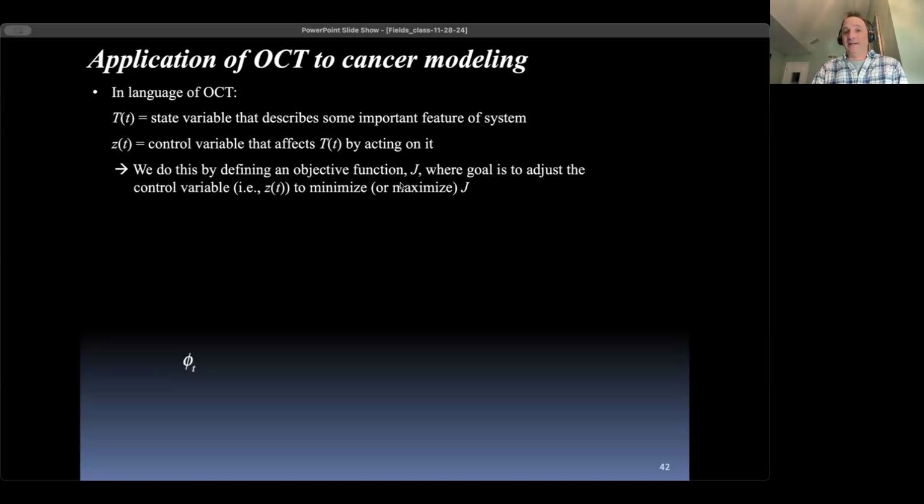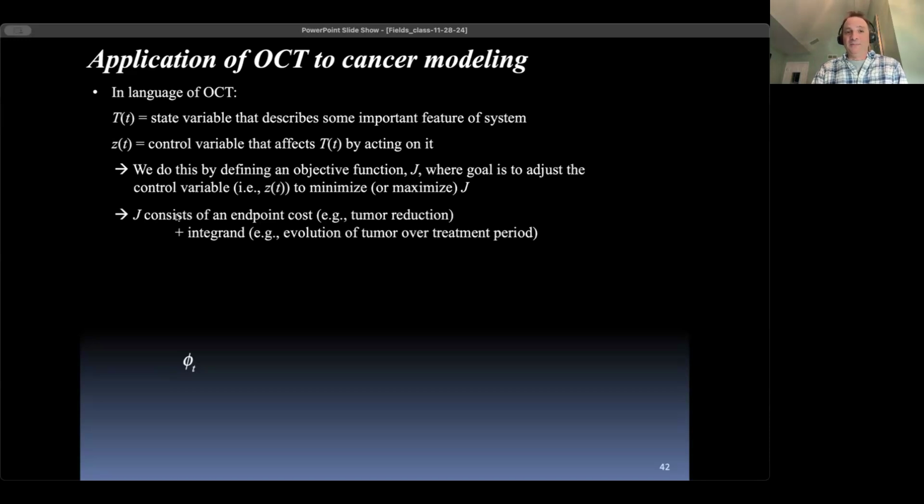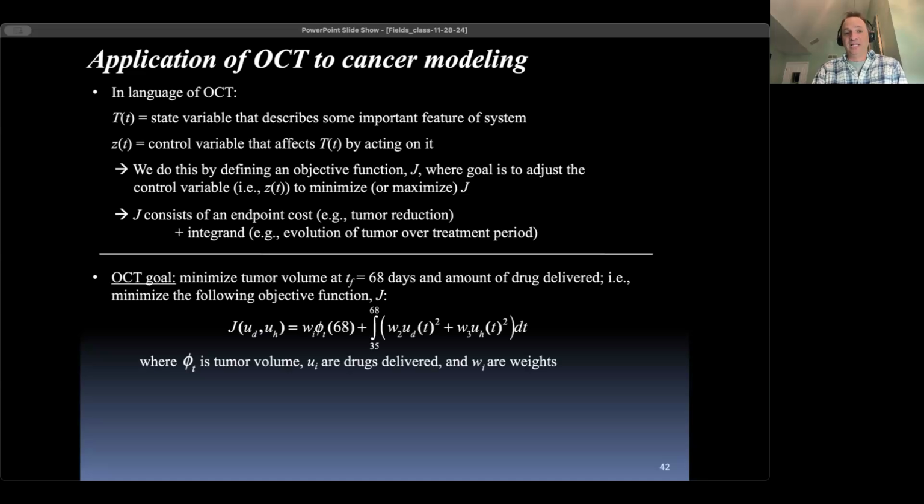So we do that by defining the objective function, where the goal is to adjust the control variable to maximize it. And remember, the J consists of our endpoint cost, the total tumor reduction, plus the integrand that tracks how you're giving the drug over time. And so here is what it looks like. For our goal here: minimize the tumor volume by day 68. There are experimental reasons, not interesting ones, why we picked 68. Minimize the tumor volume by day 68 and the amount of drug delivered. So our objective function looks like this.